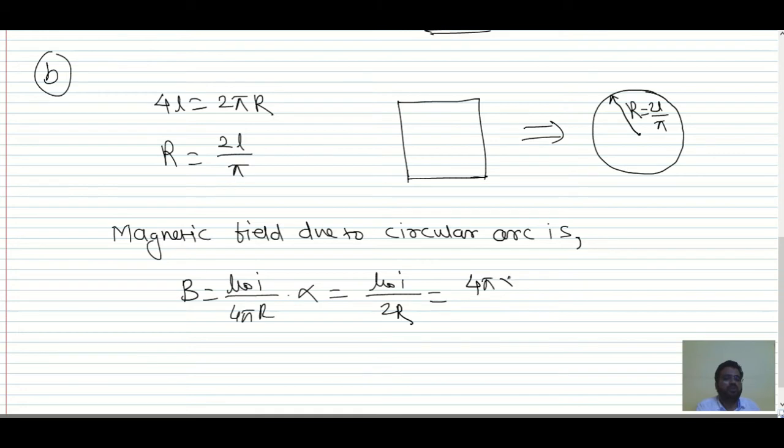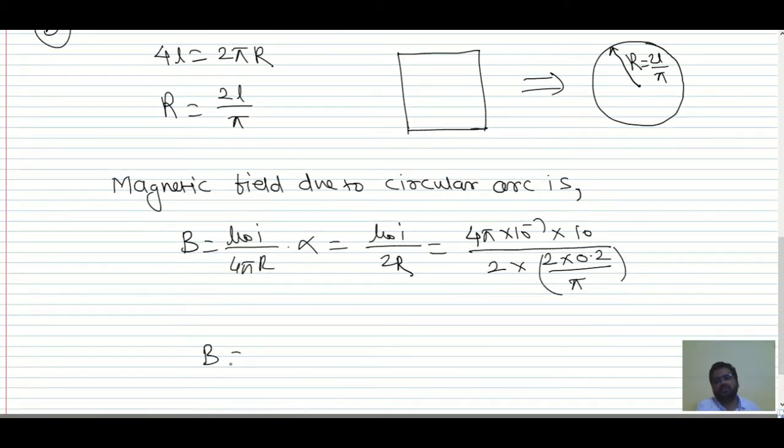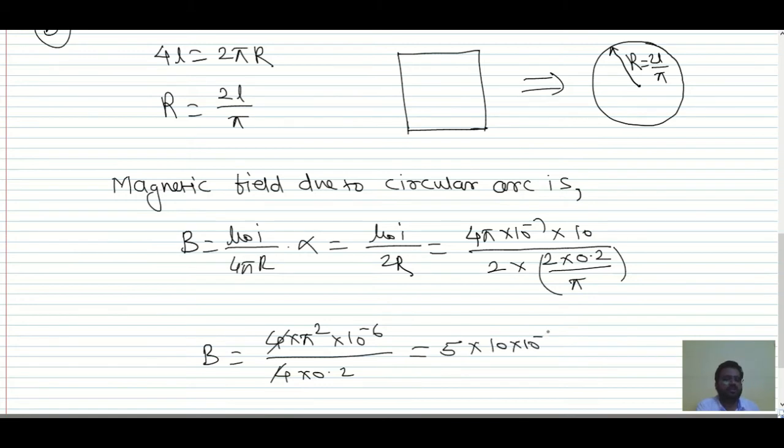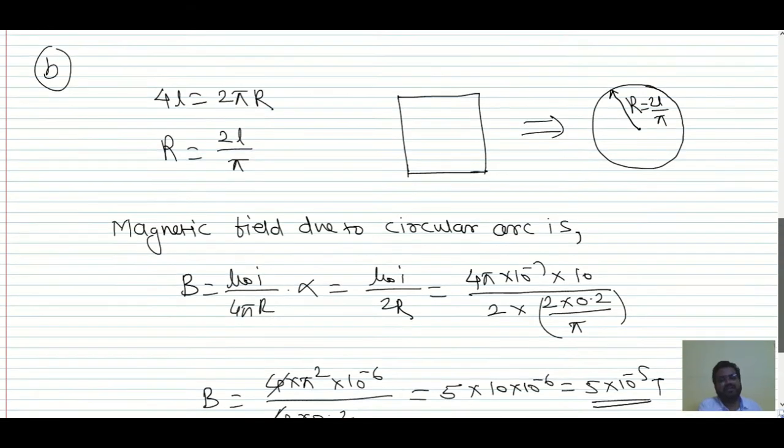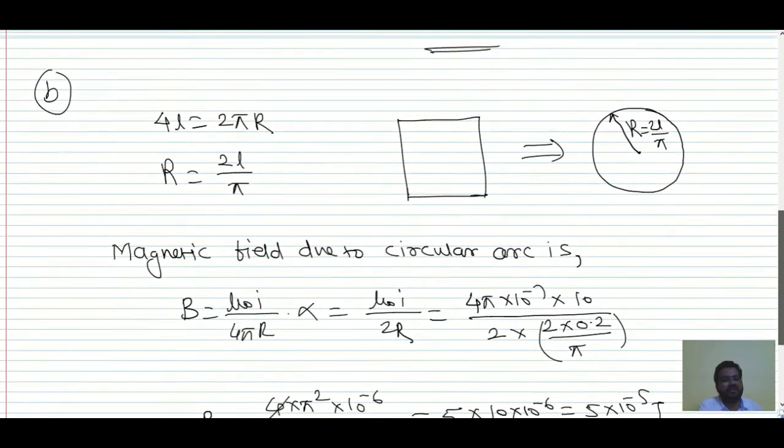So what is mu naught? It is 4 pi into 10 to the power minus 7, into I, which is 10 because the same current is flowing, divided by 2 into L, which is 0.2, divided by pi. Now if you just calculate the value of B, it will become 4 into pi squared into 10 to the power minus 6 divided by 4 into 0.2. This 4 gets cancelled, and we'll have 5 into pi squared, which is 10 into 10 to the power minus 6, which will give you 5 into 10 to the power minus 5 Tesla. So this is the magnetic field at the center of the circular current carrying conductor.